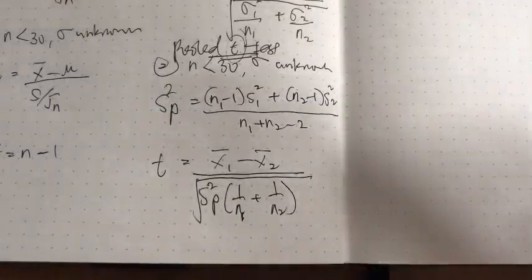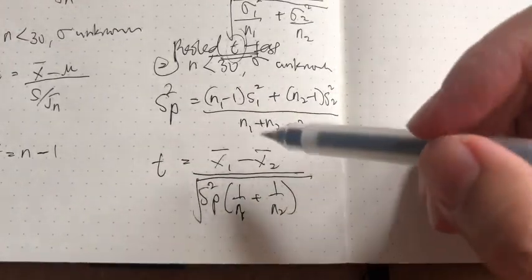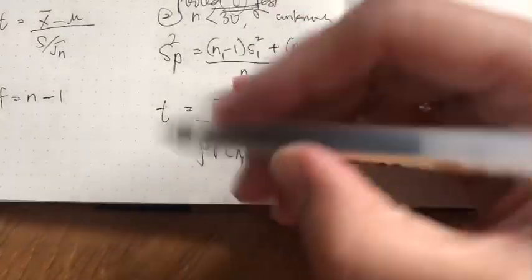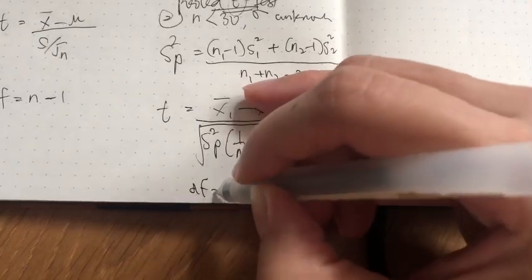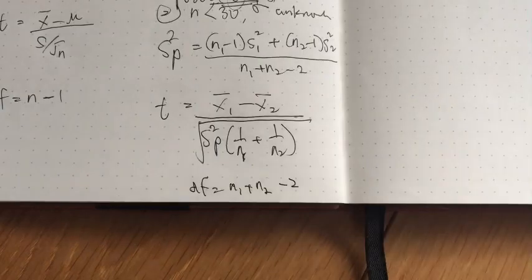And don't forget, as always, whenever we use the t-distribution, we need to know the degrees of freedom. Okay, so in this case, the degrees of freedom, let's write it down here, the degrees of freedom is n1 plus n2 minus 2.